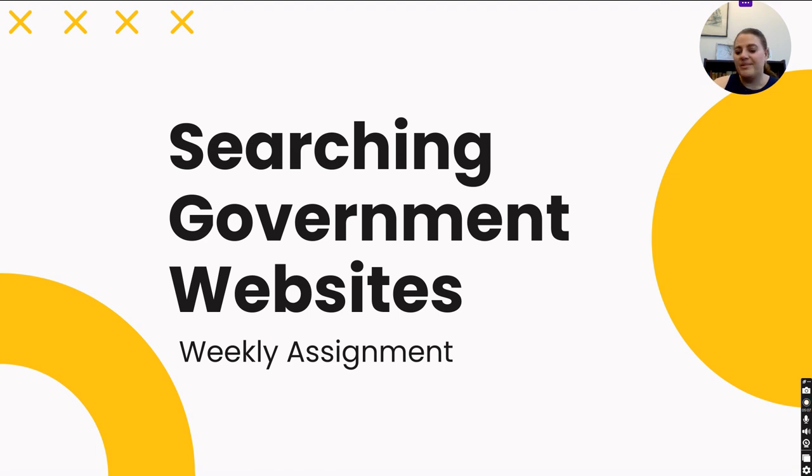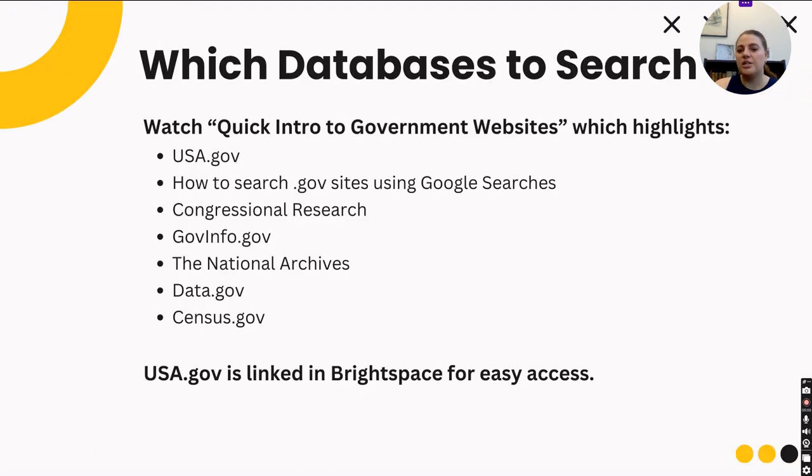Now, searching government websites. The quick introduction to government websites video highlights a good number of sites to be searching and how to search them, and USA.gov is linked in Brightspace for easy access. Government websites are wonderful to search, and this video really goes into things like census.gov, which gives really good demographic information, and USA.gov, which is the overall blanket database collection for government sources. It also looks at how to search .gov sites using Google searches.